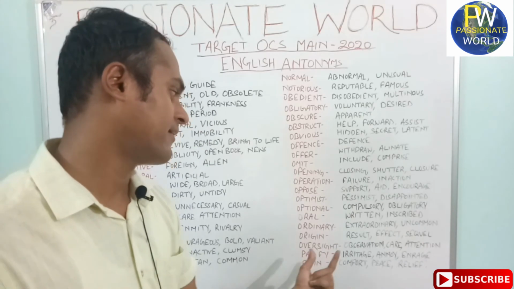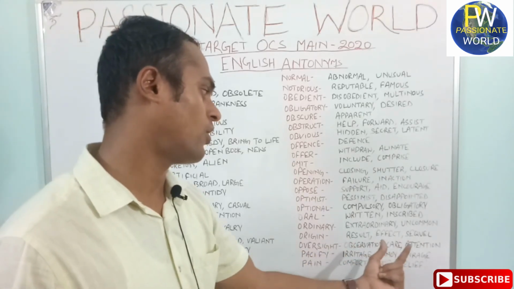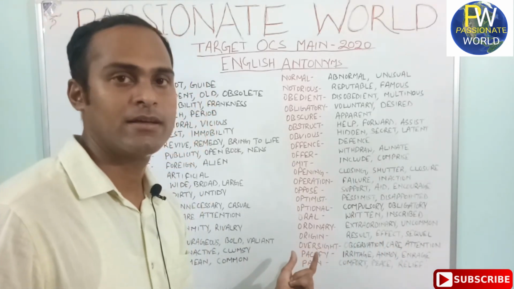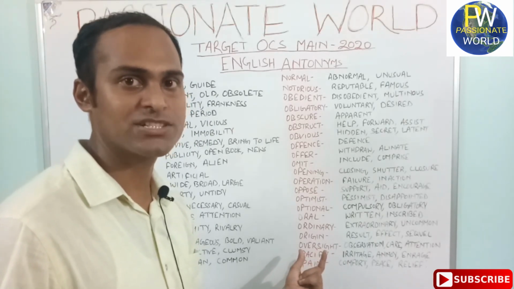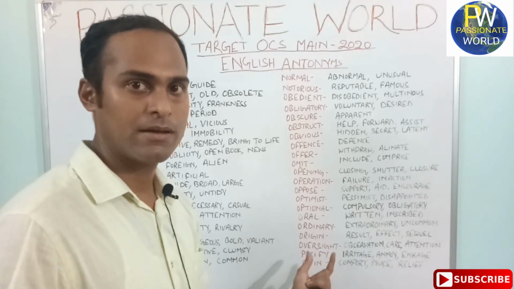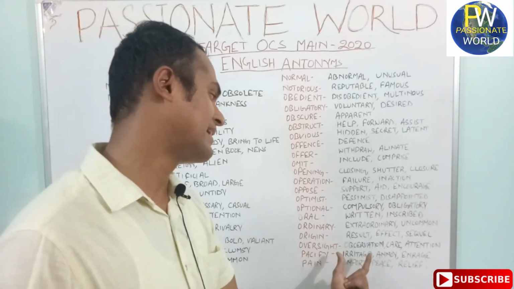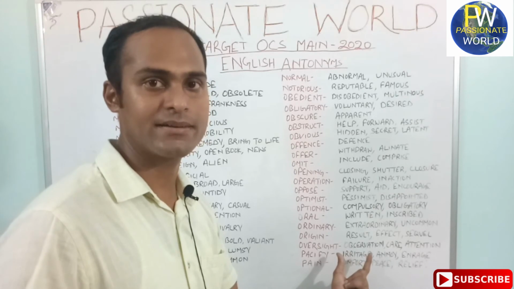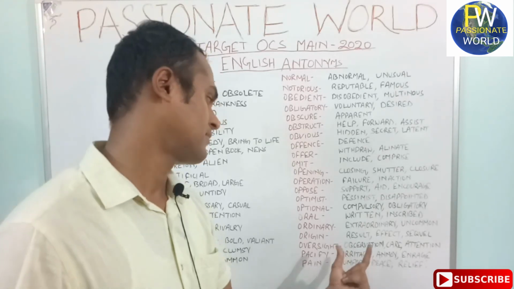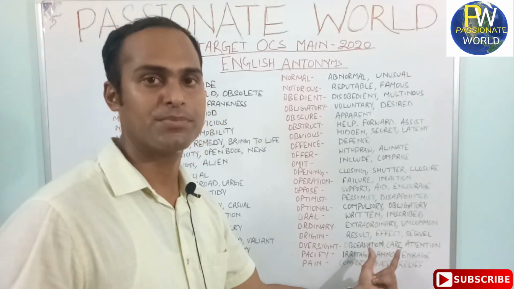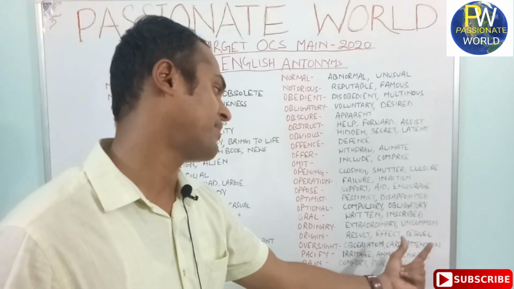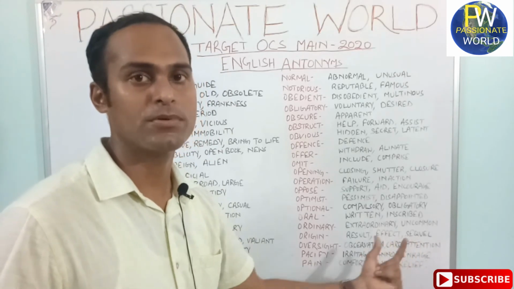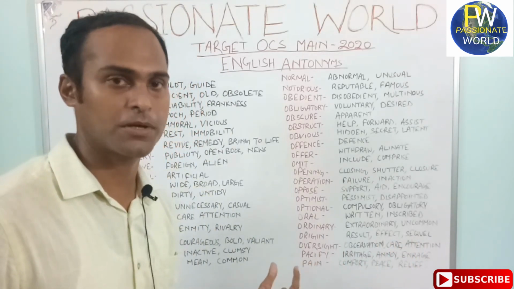Then pacify, irritate, annoy or enrage. Pacify. Some people pacified Ram after his dejection from the exam result. Irritate. Some people irritated Syam. Then annoy. Some students annoyed the principal. Then enrage. Some people were enraged because of some action.